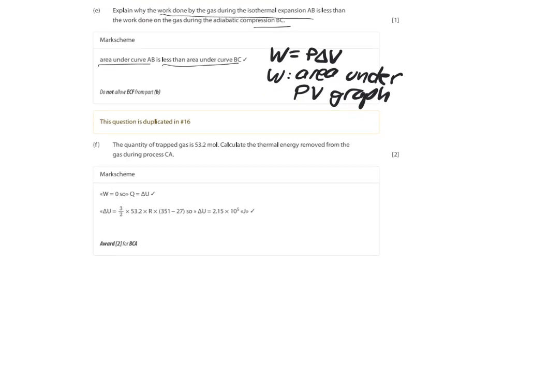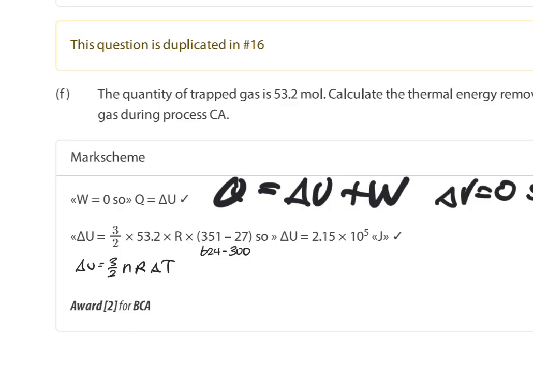Okay, number F, quantity of gas. Oh, now they tell me the amount of moles. Sheesh. Calculate the thermal energy removed from the gas during the process CA. There's no change in volume, so there's no work done. So the heat removed is just the change in the internal energy, and what they're doing here is 3/2 nR delta T.